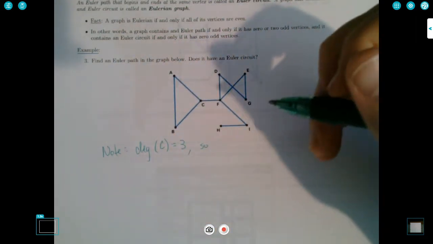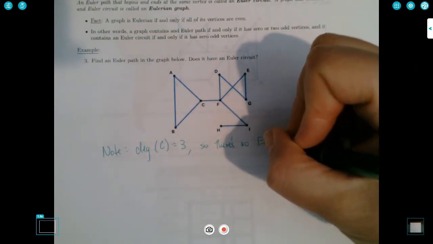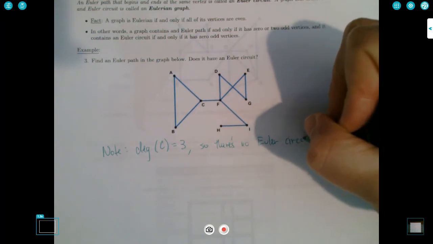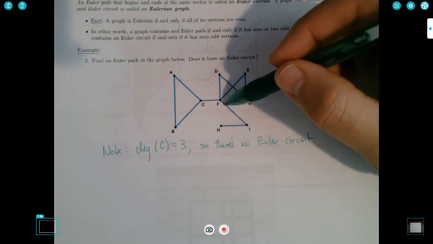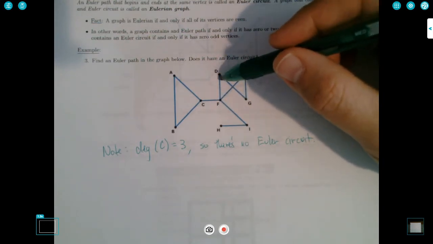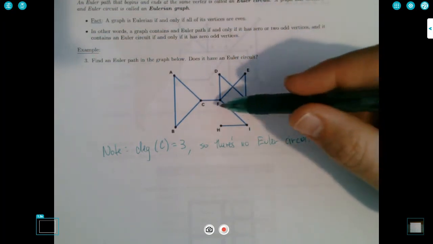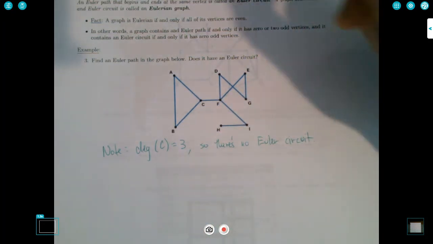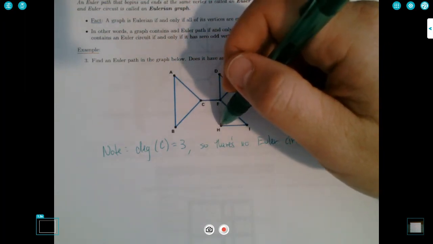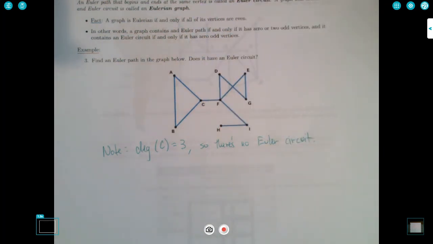So there's no Euler circuit. Could be an Euler path, though, maybe. Degree of F is 1, 2, 3, 4. Degree of D is 2. 2, 2. By the way, this is not a vertex. 2 and 1. Degree of H is 1. So there are two odd vertices, H and C. That's okay though. That means that there must be an Euler path, because you're allowed to have two odd vertices and still have an Euler path.